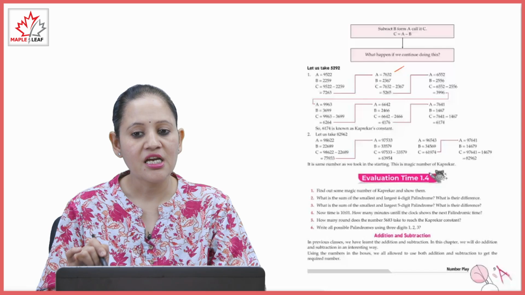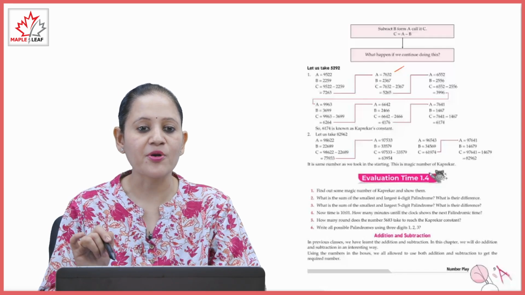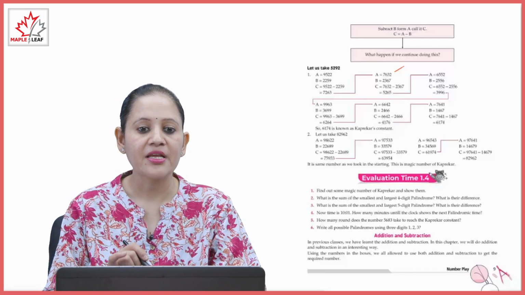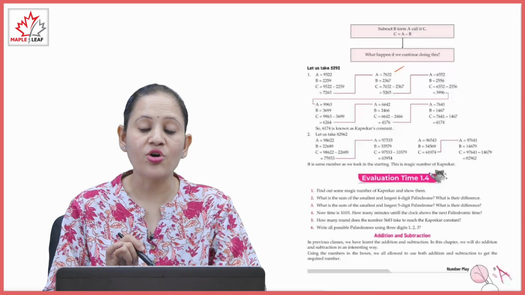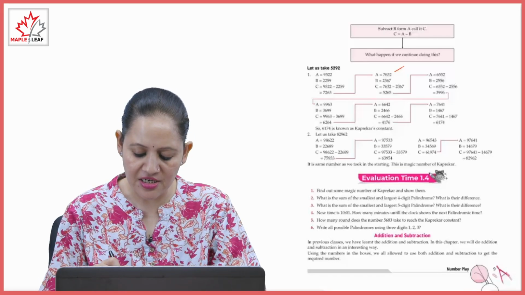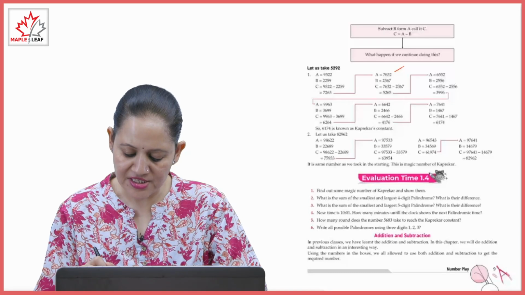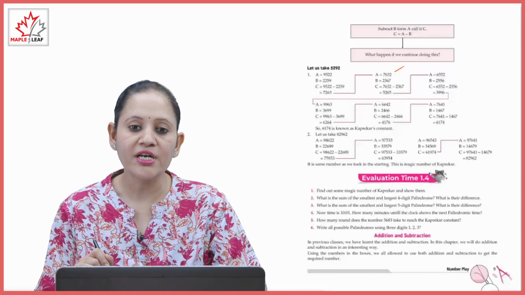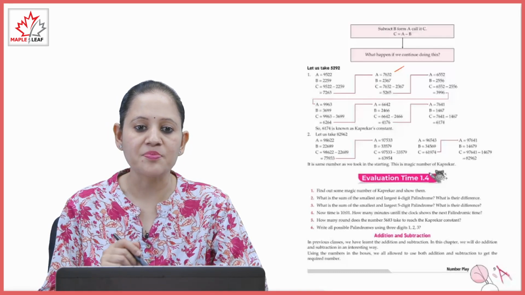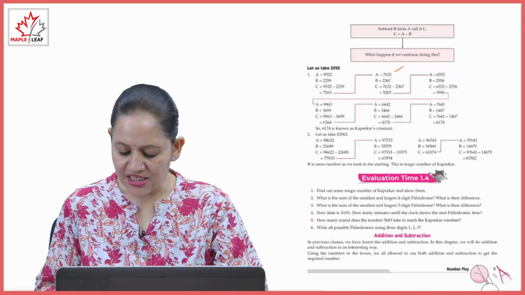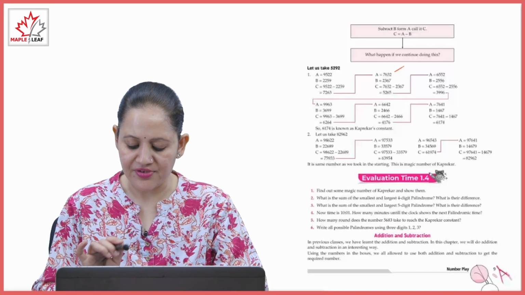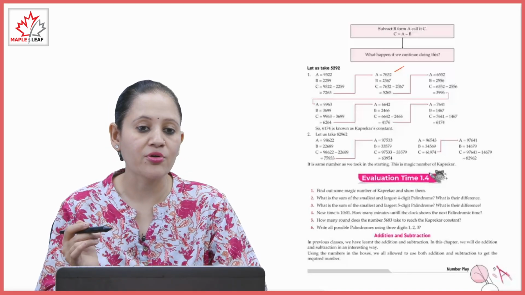We keep repeating this. We will keep repeating this process until we get the original number. Our original number here was 5292. So here the difference is 5265. We keep repeating this process. Last we get 6174. That is known as the Kaprekar constant.